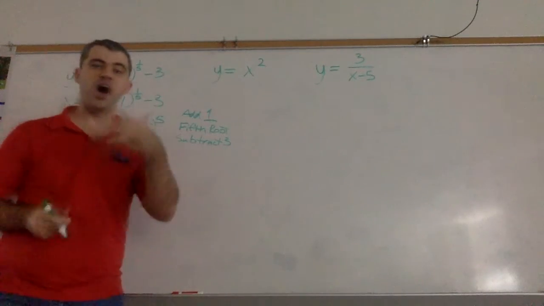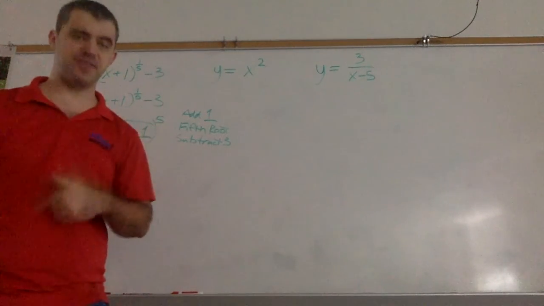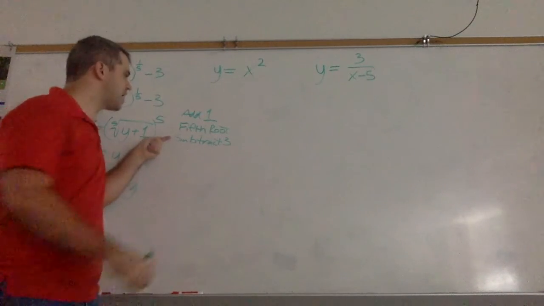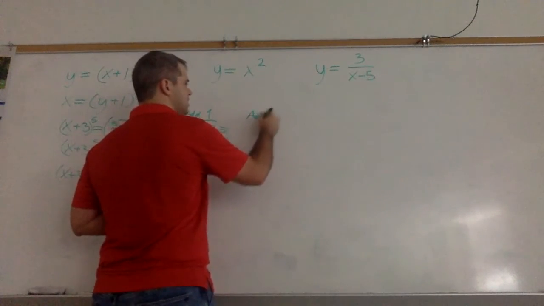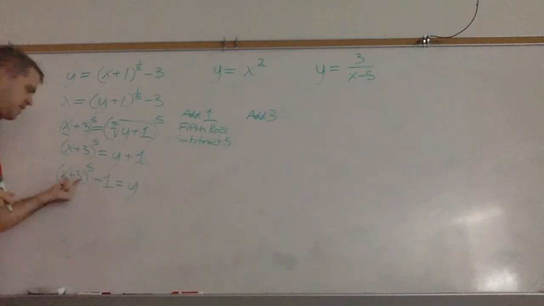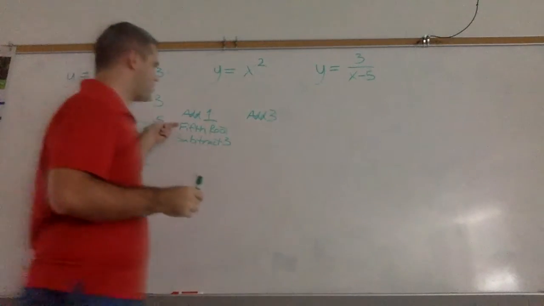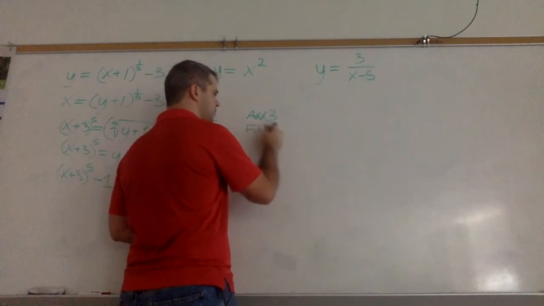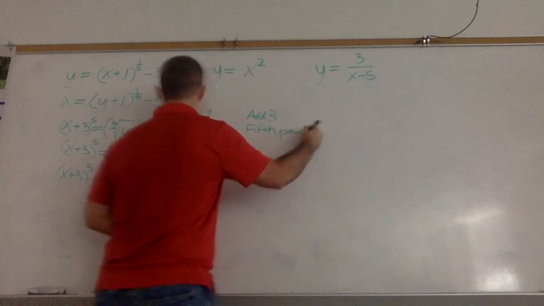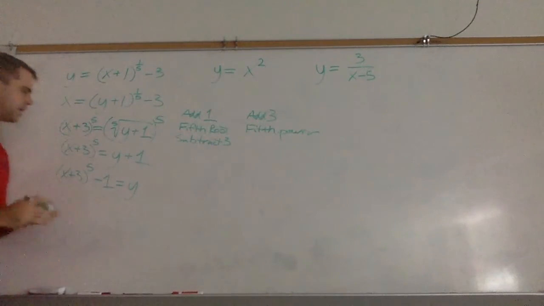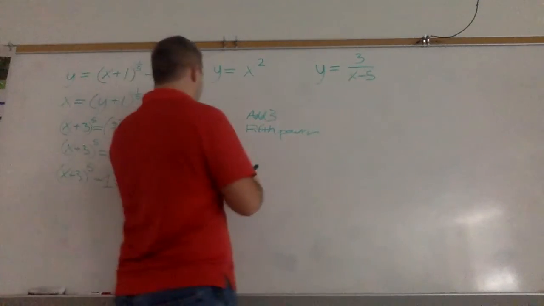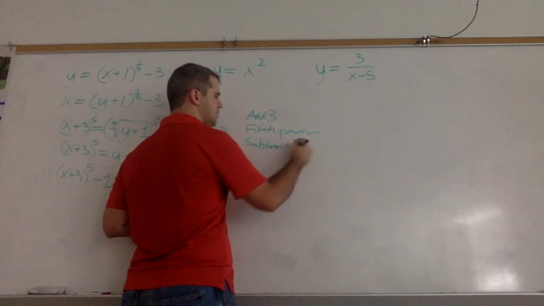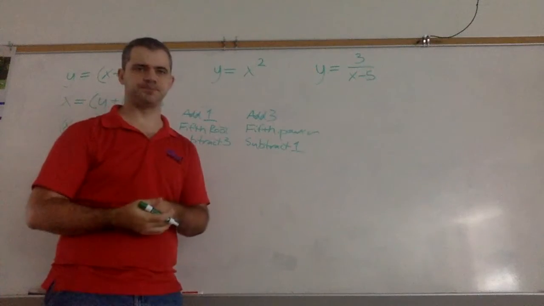So if I want to undo this, I have to do the opposite thing in the opposite order. So the last thing we did is subtract 3. So the first thing I should do is add 3. And that's what we're doing. Then the next thing we did was the fifth root. So how do we undo that? We should do the fifth power. And that's what we're doing. Subtracting, or we added 1 first. So the last thing we do is subtract 1.